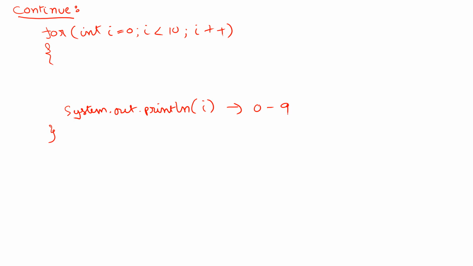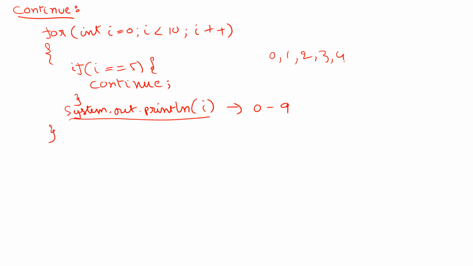Let's say whenever the value of i is 5, I don't want to print it. I would like to continue further. So I will say if (i == 5), then I will say continue. So what happens here is, first i value becomes 0 and it prints 0 with System.out.println(i), then i becomes 1, then 2, 3, 4, and the value of i becomes 5 now.